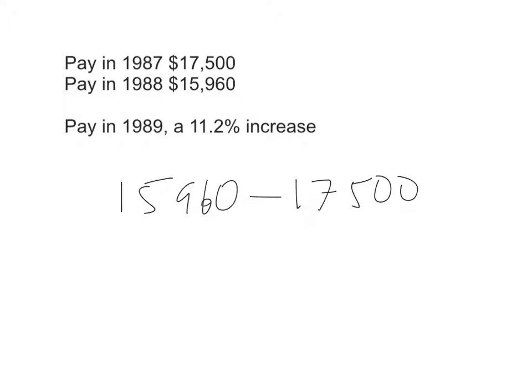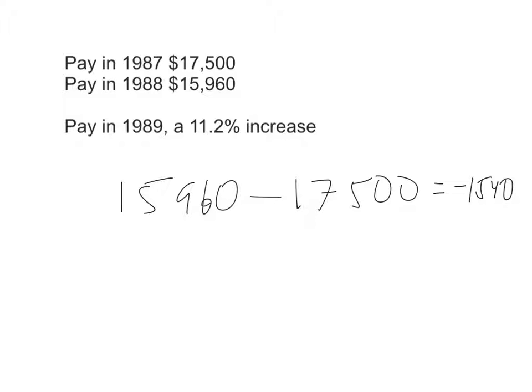So if I type this in right to my calculator, my pay went down by $1,540. So that is the absolute, not the relative, change in my pay.